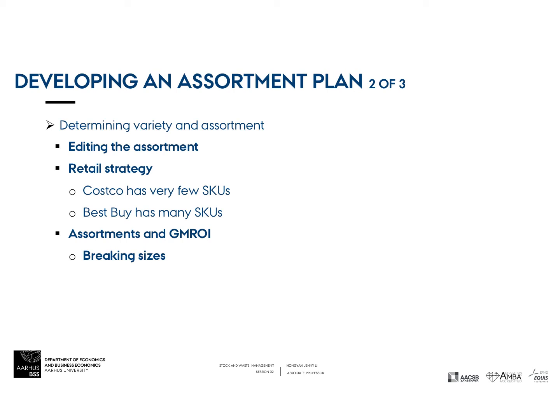Then you need to consider retailer strategy. For example, Costco has very few SKUs. Best Buy has many SKUs. In Denmark, you can think about different retailers, and then you can see large retailers, so Maxine and Birka. Now if we talk about jeans, what's the difference between their assortment plans?